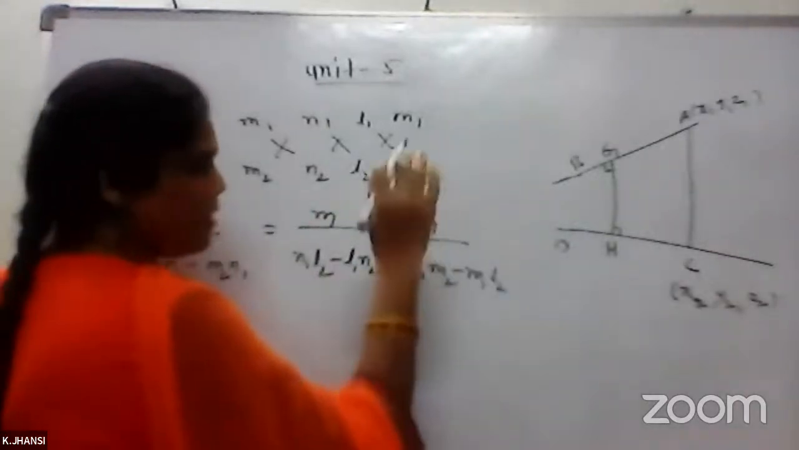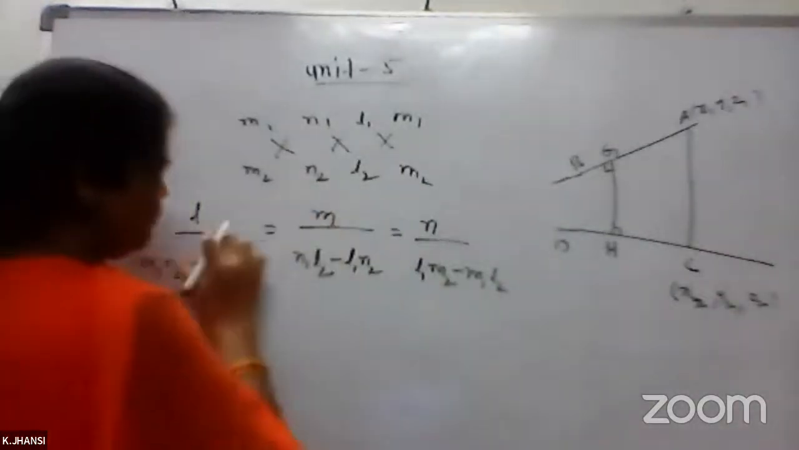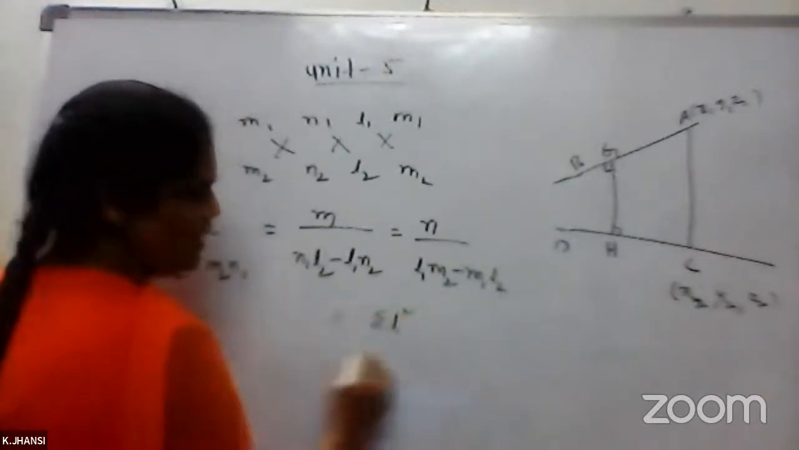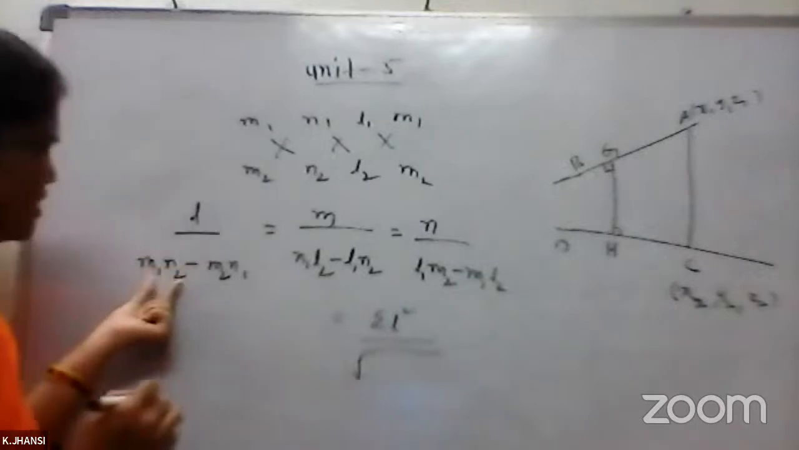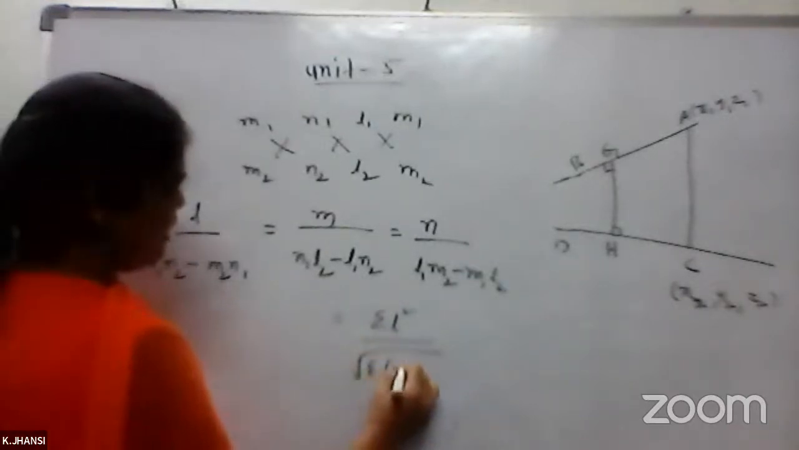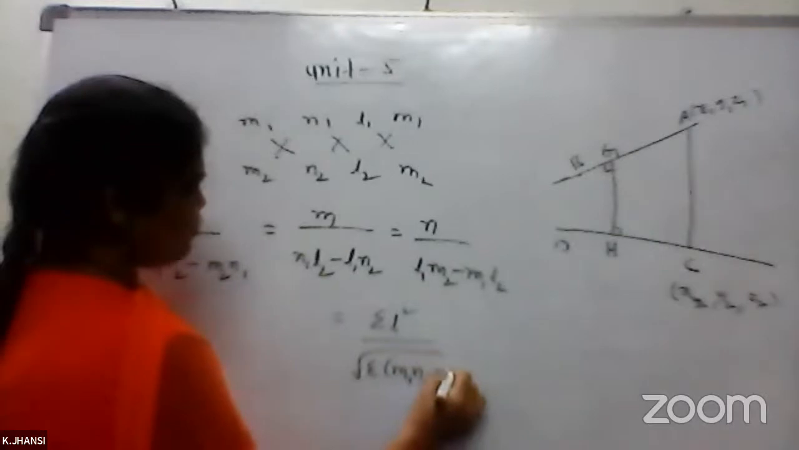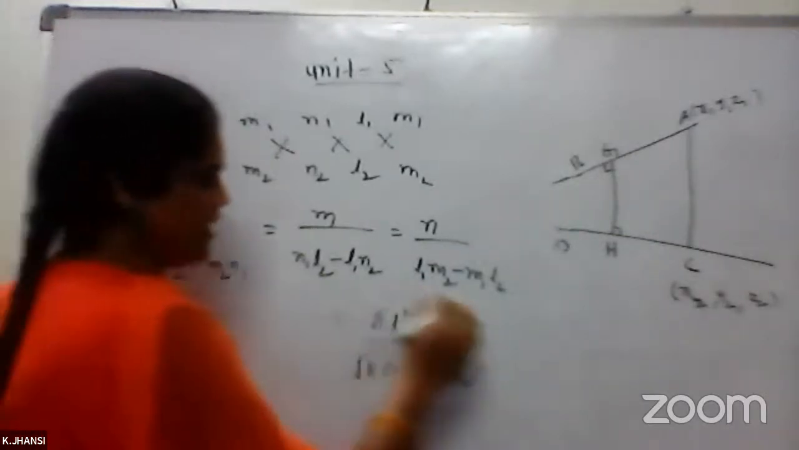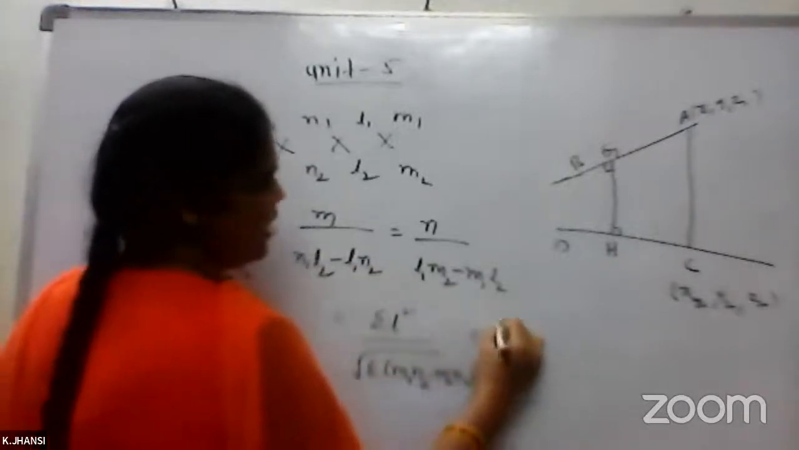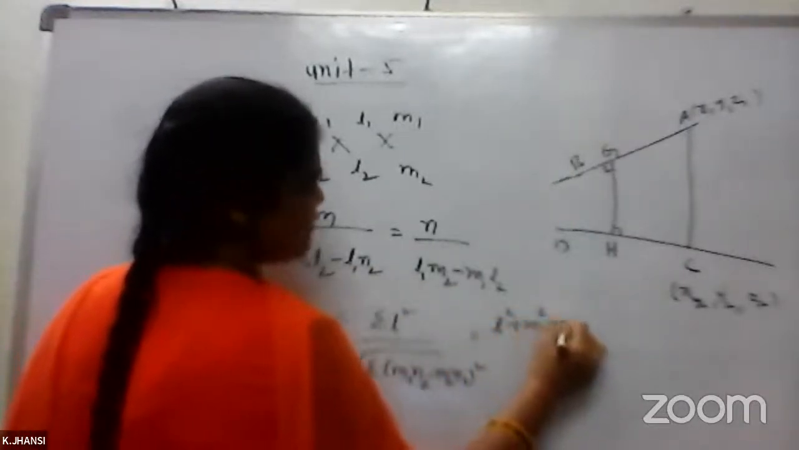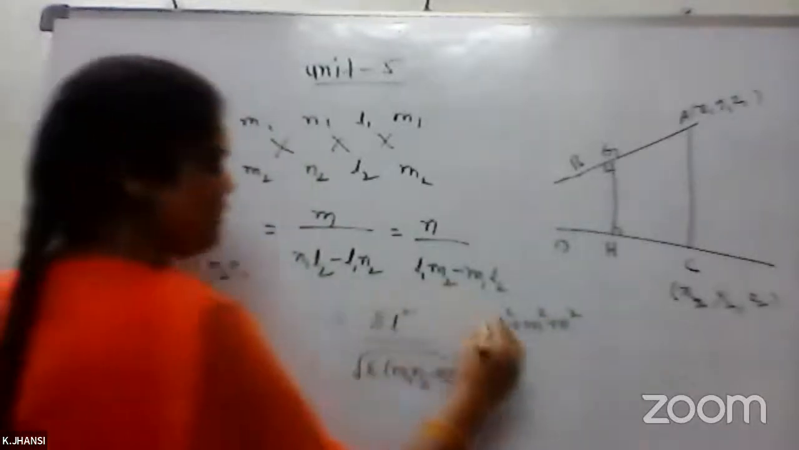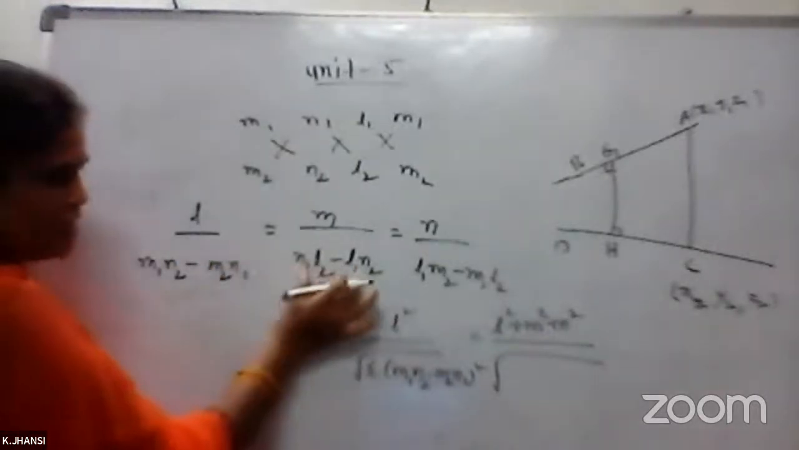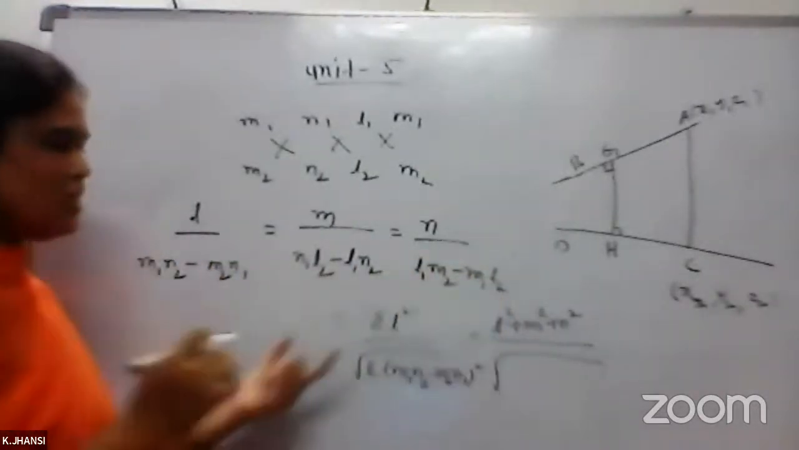Here these are perpendicular to the two line equations. Therefore, these three equal the summation, over the square root of the summation of m1 n2 minus m2 n1 whole square. This summation represents l square plus m square plus n square, and under the root we have this whole square, this whole square, this whole square. So this is the formula.